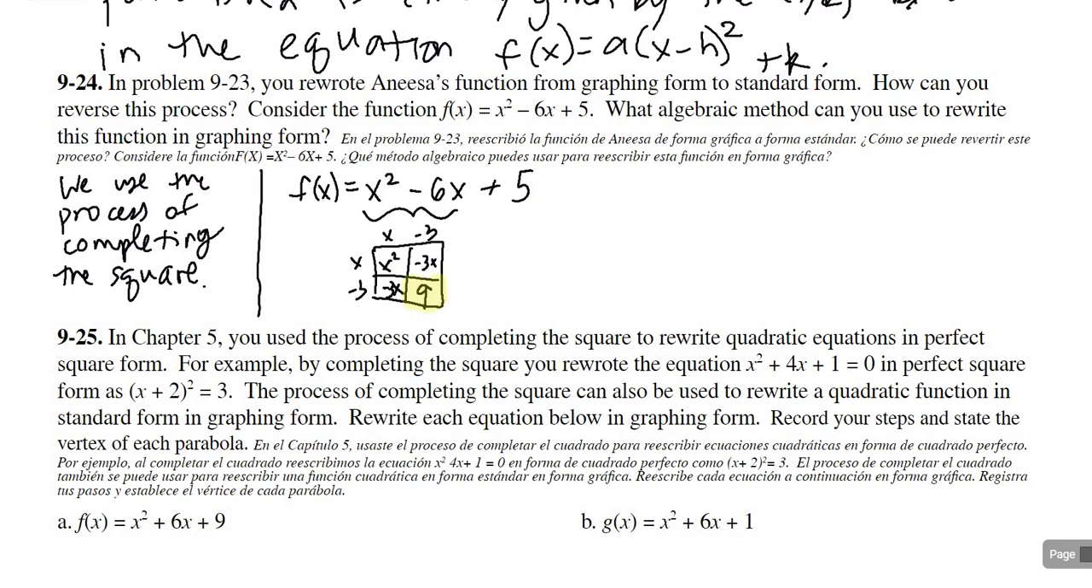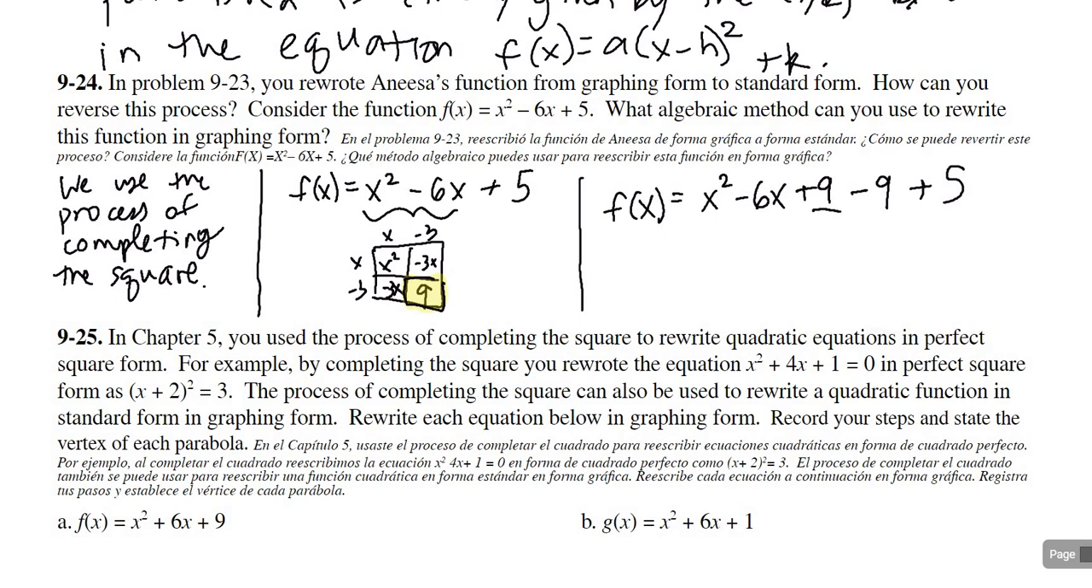So I'll rewrite my equation. This becomes f of x equals x squared minus 6x plus 9. The 9 that I'm adding right now comes from this box. And then here's the thing: I can't actually just add 9 all willy-nilly to my function. I also have to subtract it so that I don't change the truth value of this equation. So this is just like adding 0, but it's really useful.